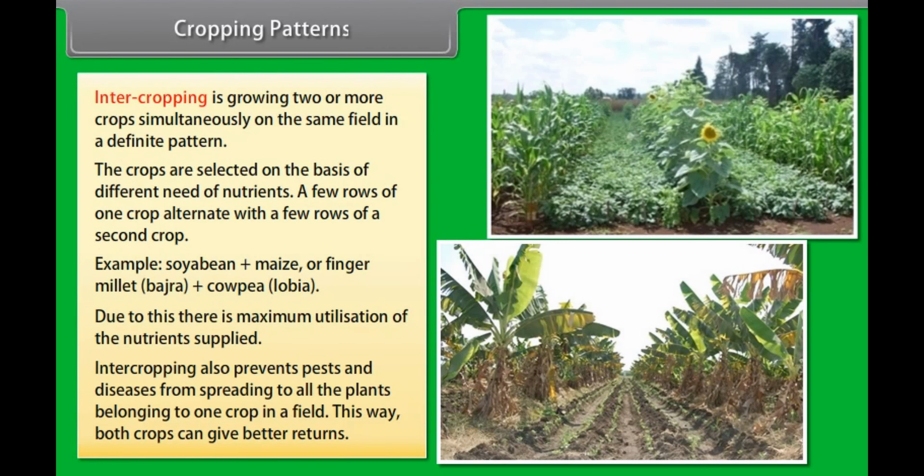Intercropping also prevents pests and diseases from spreading to all the plants belonging to one crop in a field. This way, both crops can give better returns.